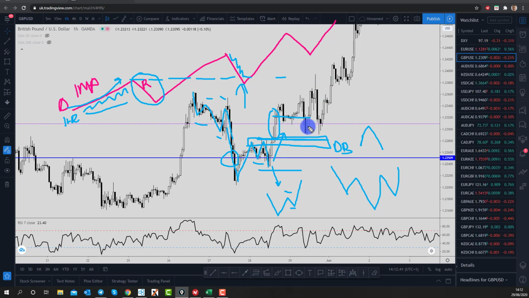Now we don't quite make it, okay. The market then kind of moves around a little bit, doesn't go perfectly as we expect it to, but we do get a little bit of an inverse head and shoulders pattern forming at that point.